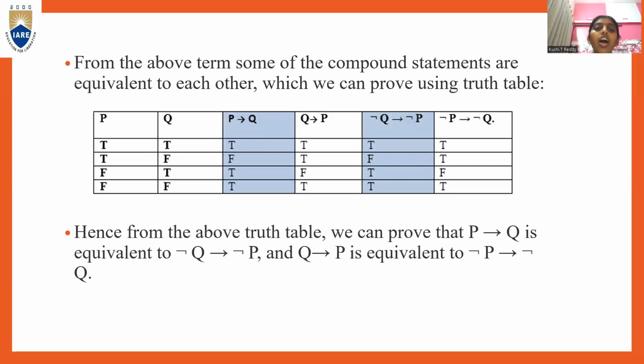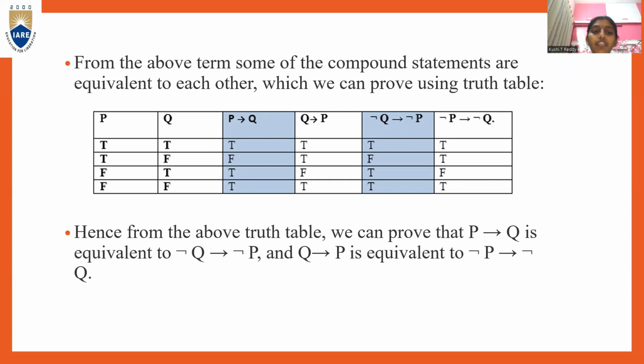So, from the above terms, some of the compound statements are equivalent to each other, which can be proven using the truth table. So you're going to take a truth table. It has two variables, P and Q, so you will get four outputs. So the four conditions are true true, true false, false true, and false false. So when P and Q are true, then P implies Q becomes true, Q implies P also becomes true, negation Q implies negation P also becomes true, negation P implies negation Q also becomes true.